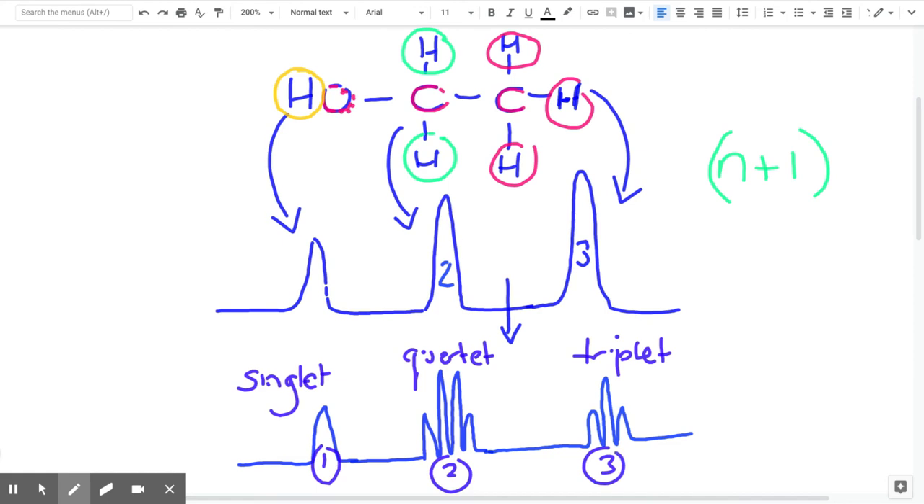The position, obviously, on the ppm scale, you'd use the table on the back of the periodic table. The triplet would be somewhere in the region of 1 ppm, give or take. The quartet would be slightly more downfield due to the presence of the electronegative oxygen. This might be something in the region of 2 to 3 ppm, and then the singlet might be somewhere in the region of 6 ppm. As I say, you don't need to memorize these numbers, just using these as examples.